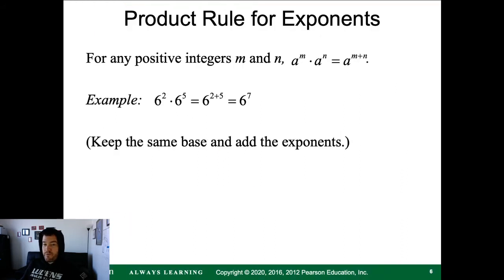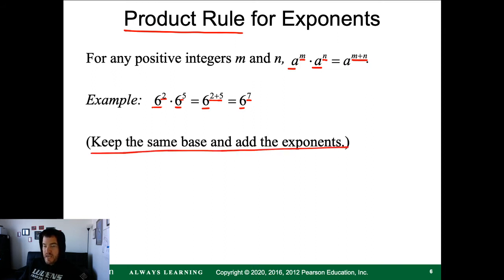All right, so here's the product rule. This is what's called the product rule for exponents. It says that if we have a base of a with an exponent of m and a base of a with an exponent of n, if we have like bases, we're going to add the exponents. For example, 6 squared times 6 to the 5th will be 6 to the 2 plus 5, which is 6 to the 7th. So we're keeping the same base and adding the exponents.